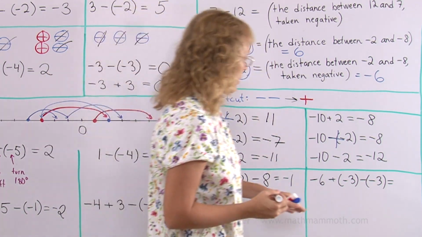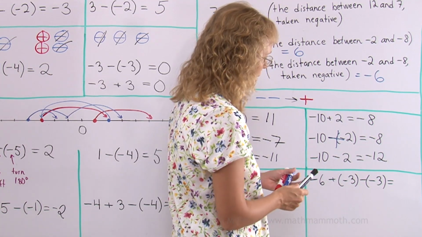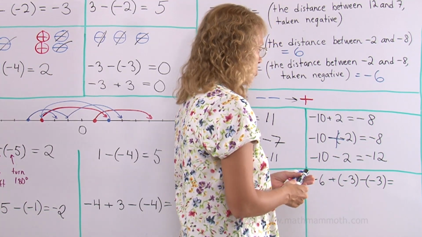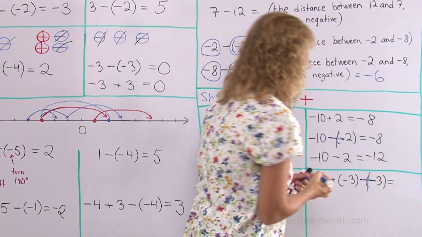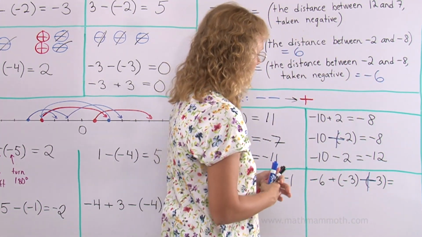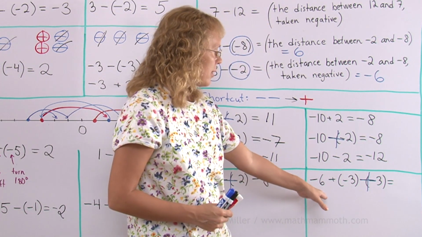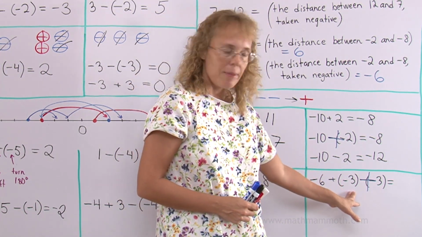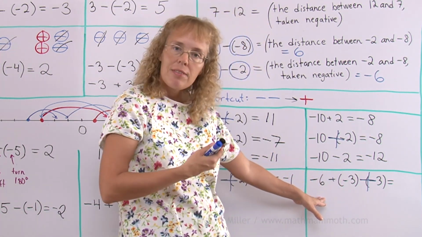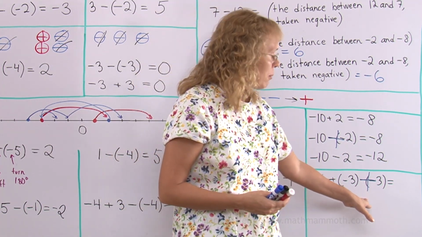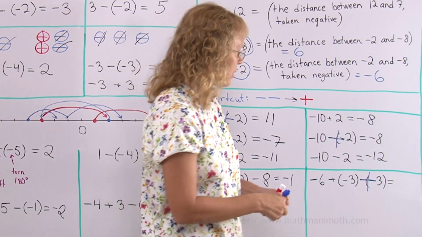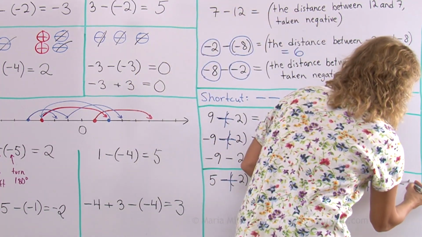And then here, negative 6 plus negative 3 minus negative 3. There's the double negative again. Turn that into a plus. And so we have negative 6 plus negative 3. Those two together make negative 9. Negatives plus more negatives. And to negative 9 we add 3, and then that makes negative 6.